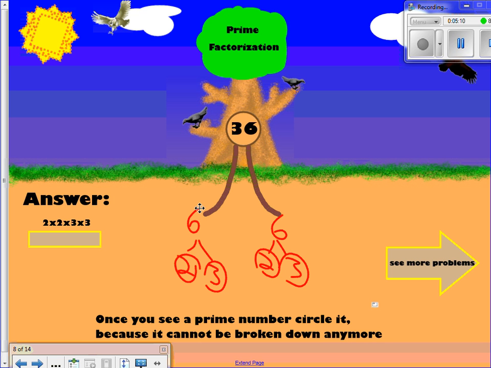What do I have for an answer? 2 times 2 times 3 times 3. I could write 2 times 3, 2 times 3. It's fine. Kind of makes sense when you put it from smallest to largest.